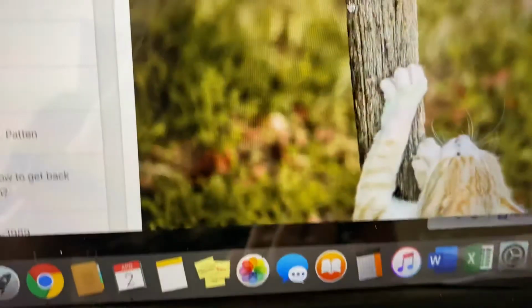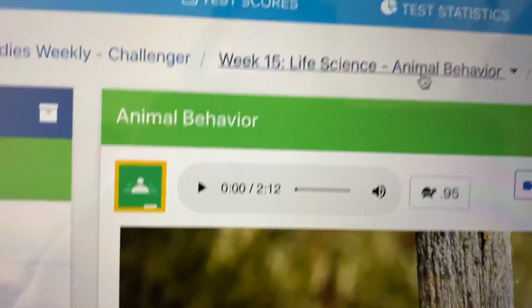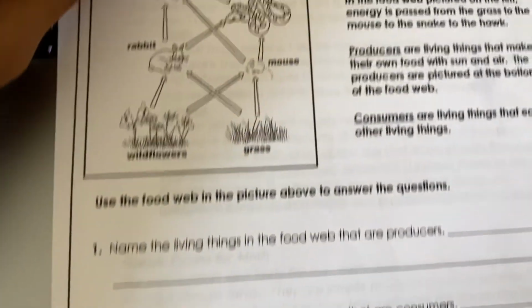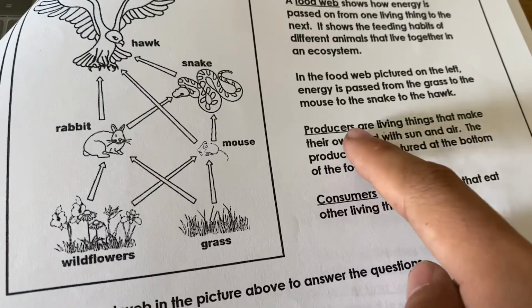Then for science, you are going to go ahead. We're learning about animal behavior, and I'll just show you which one. This one, all right? It is week 15 of life science called animal behavior. And you're just going to go ahead and complete this worksheet, okay? It's called the food web, and it should look like this. This page teaches you, or it's going to help you learn about what a food web is, what a producer is, and what a consumer is, all right? And then you're going to answer these questions right here, okay?